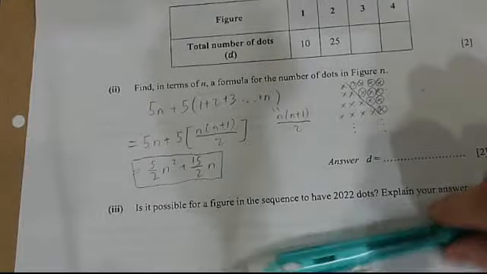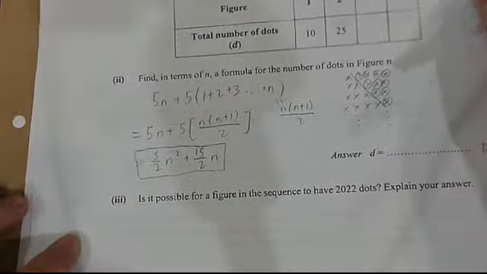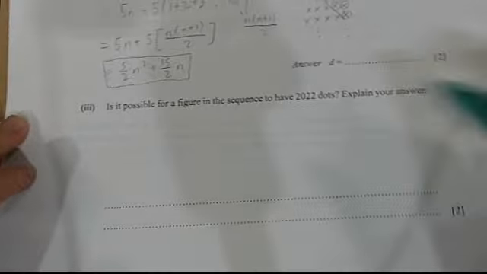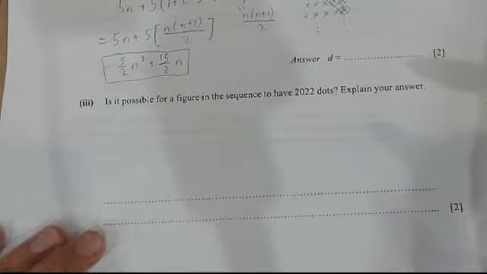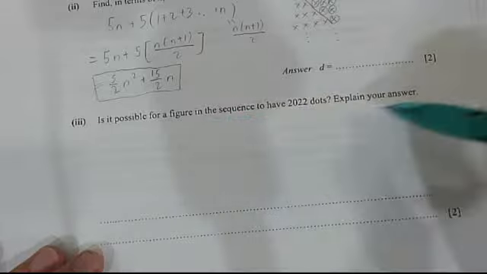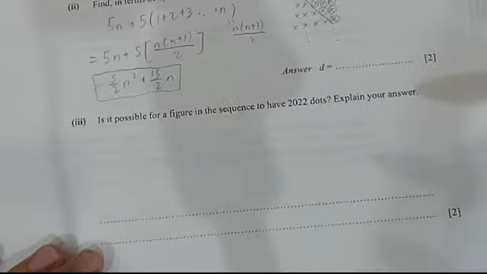I'm not sure if Kin is still watching, so I'm just gonna move on from here. This is quite a typical question in these number pattern type questions. Is it possible for a figure in the sequence to have 2022 dots? Explain the answer.